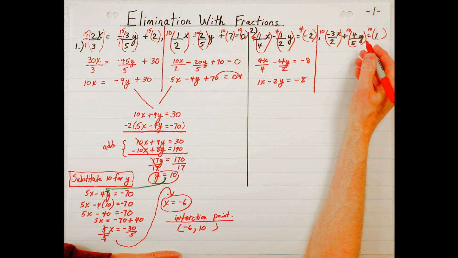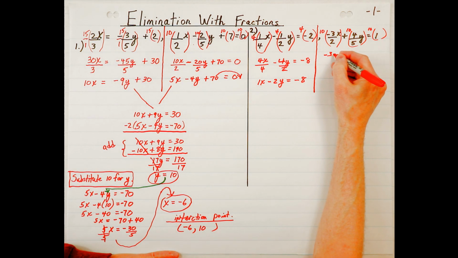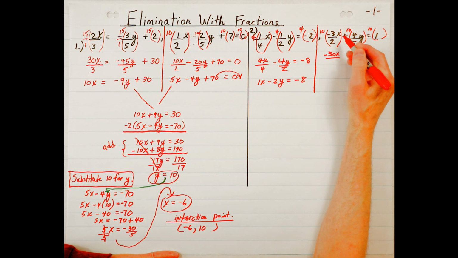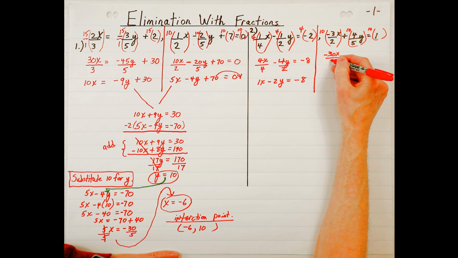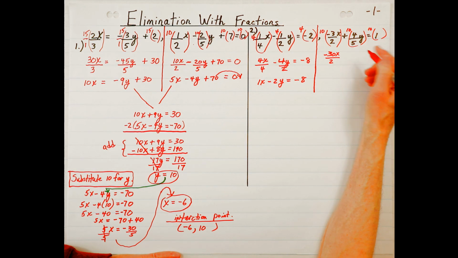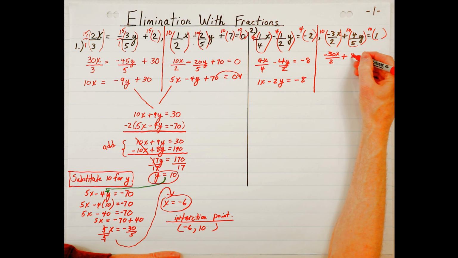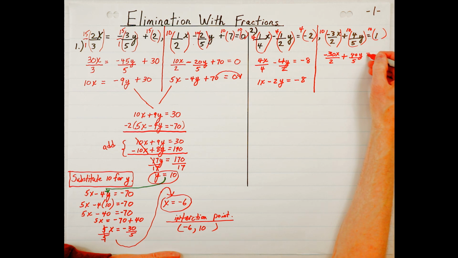So 10 times negative 3 is negative 30x. That's supposed to be a 3. And on the bottom we get 2. 10 times 4y is 40y. And for the denominator we get 5. And on the right hand side of the equal sign, 10 times 1 is 10.